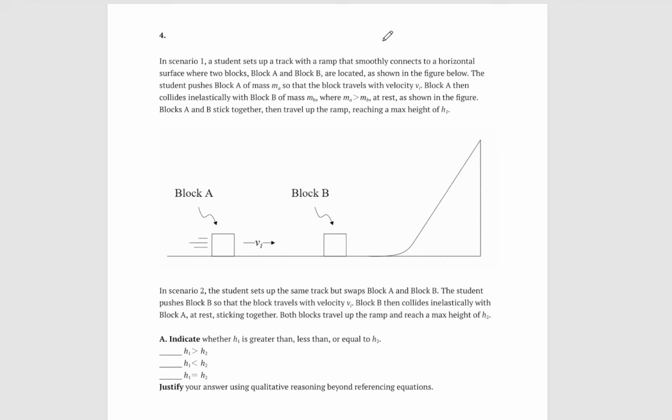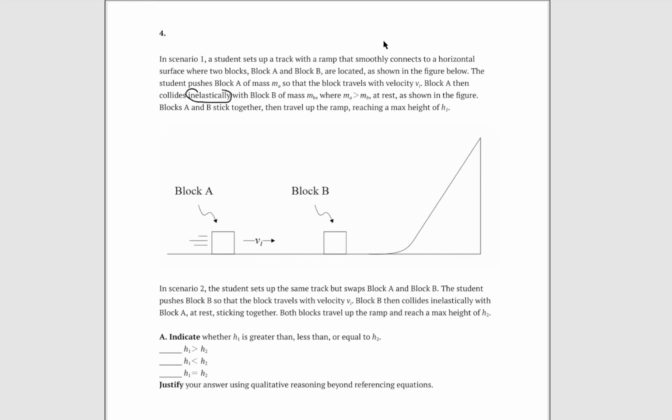So let's get started. In Scenario 1, a student sets up a track with a ramp that smoothly connects to a horizontal surface where two blocks, Block A and Block B, are located, as shown in the figure below. The student pushes Block A of mass MA so that the block travels with velocity vi. Block A then collides inelastically. Remember that inelastically right here means sticking together.